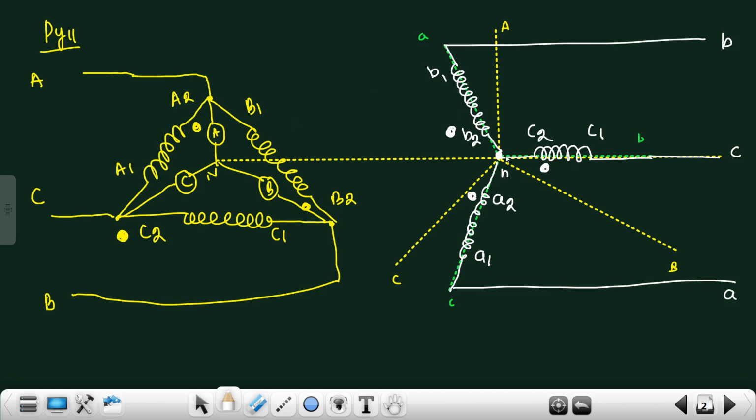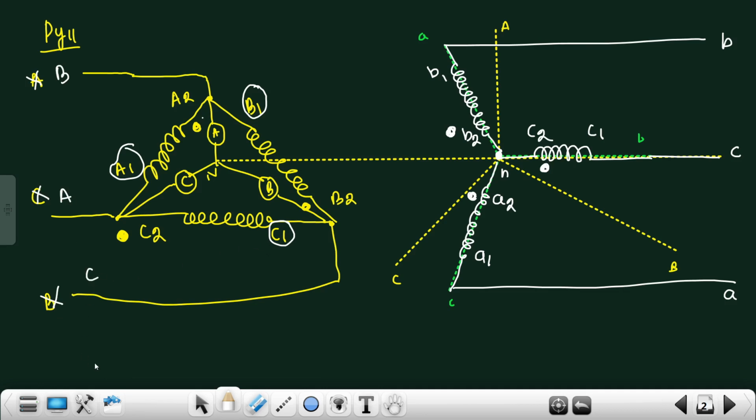So in order to make a comparison, we have to take output on the HV side from A1 B1 C1 terminal. So we will take output from A1 B1 and C1 terminal. So if I take the output from B1 terminal, it will be B phase, and it will be A phase, and it will be what?